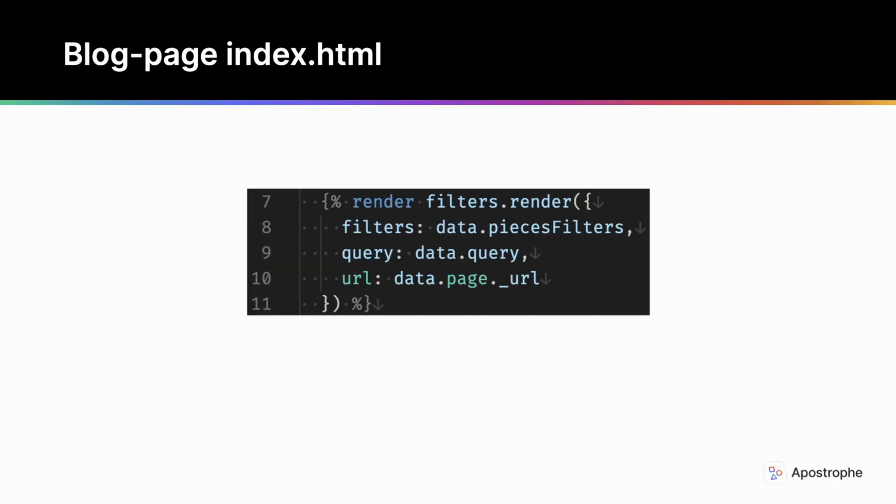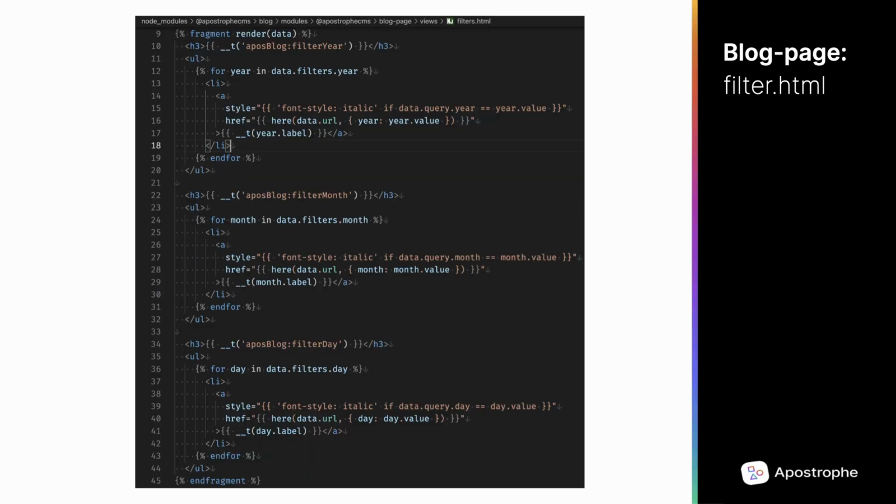Unlike our past examples, the index.html also imports another nunjucks file, filters.html, containing a fragment to be rendered on the page. This render call passes 3 arguments. First, it passes the data.piecesFilters object that contains the values generated by the choices method of the query builders. Second, it passes the URL query parameters of the current page, data.query. Finally, it passes the current page URL, data.page._URL. In the filters.html file, we will just look at the year filter markup, since the markup for the month and day filters is very similar.